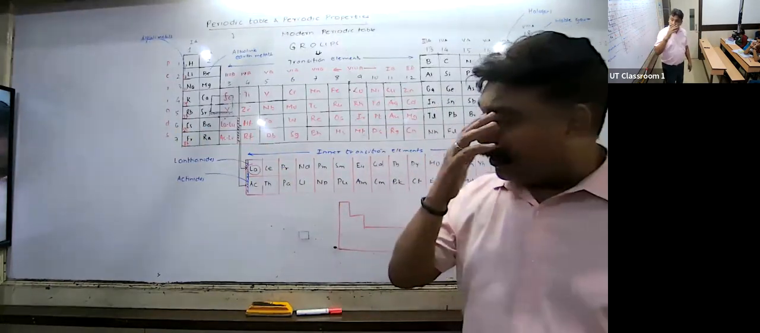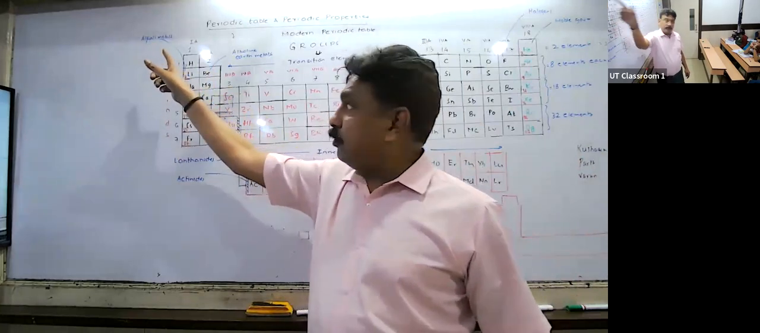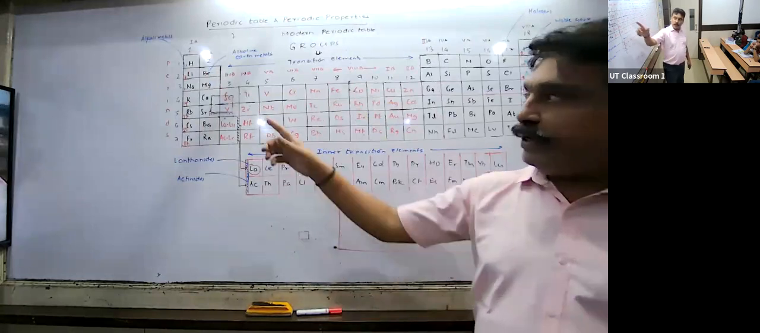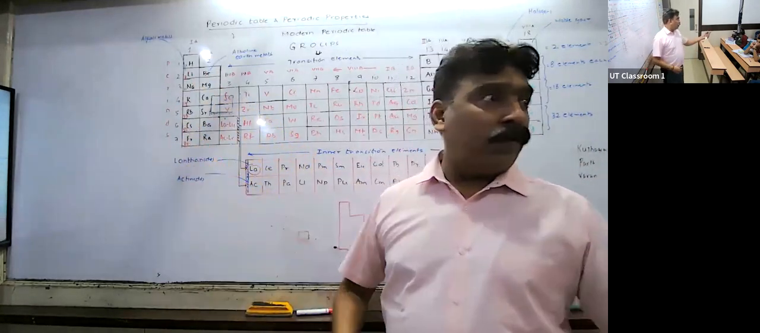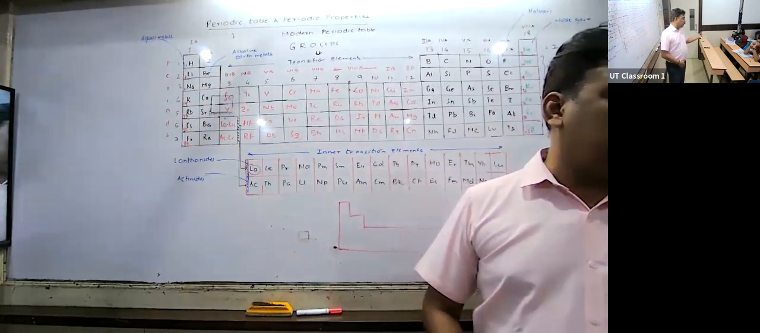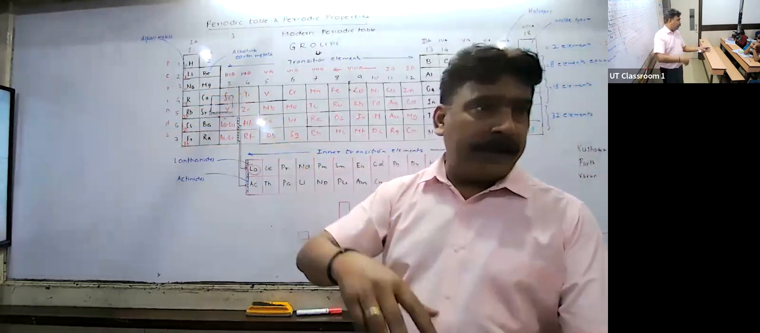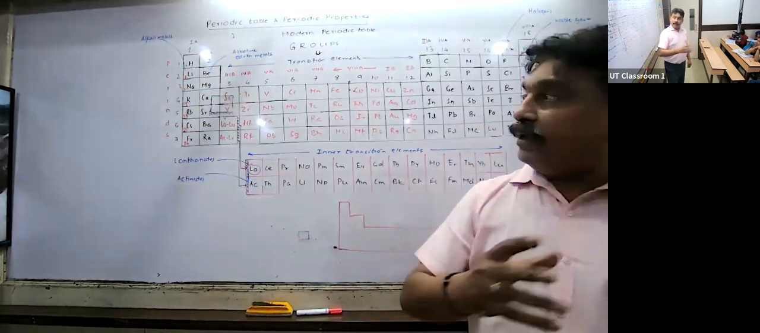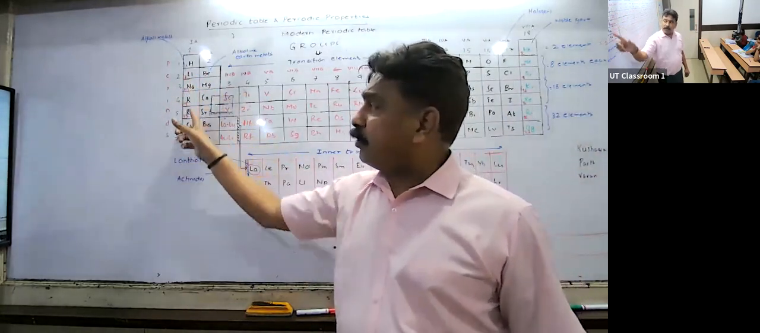Okay, remember. At the same time, the first A group elements are called alkali metals. Why? Because these elements react with water and form an alkaline solution. They are very quick elements; we call them quickies. Sodium cannot be kept in the atmosphere. Why? Because it reacts not only with moisture but also with oxygen and catches fire. So these elements are highly reactive, and they are called alkali metals.